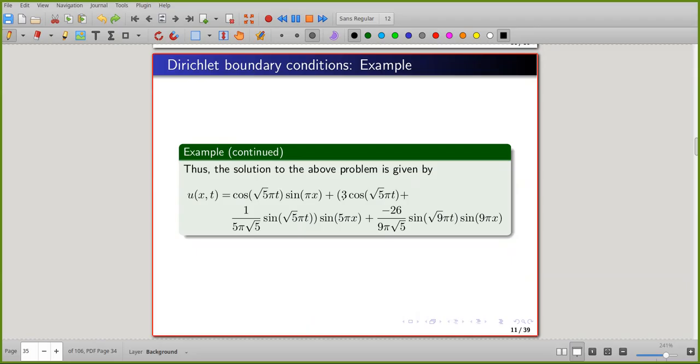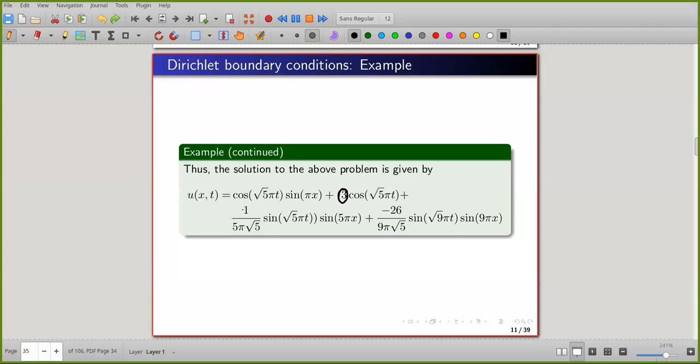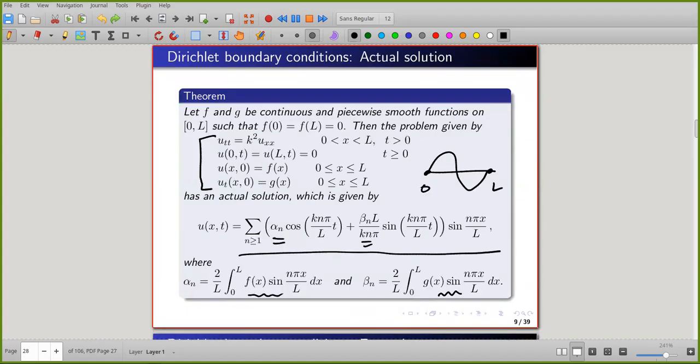So this is the 3, I suppose. So this 3 is this 3, and this beta 5 has a 1 over here. Remember that here we had an L and pi.